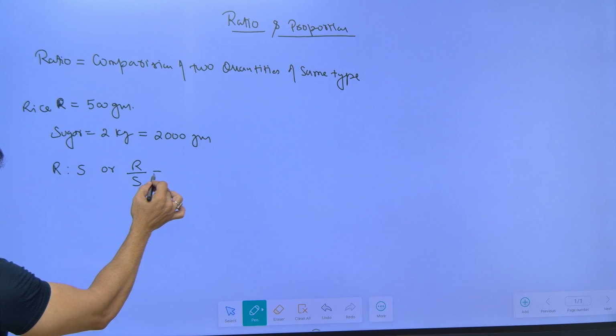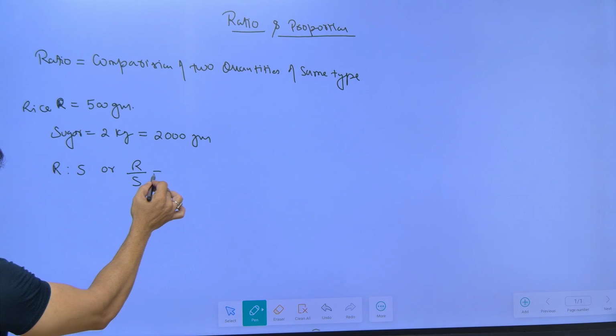10:6, or I can also write this as 10/6. Is it in the most reduced form, or can you further cancel it? You can cancel it, so this is 5:3. Right? So this 5:3 is called the ratio of two numbers.